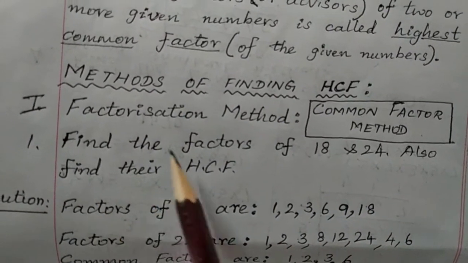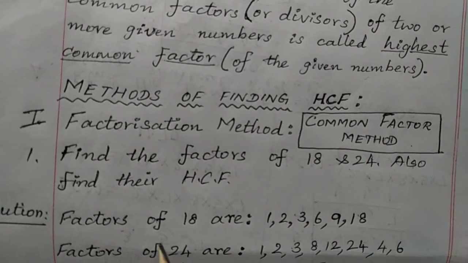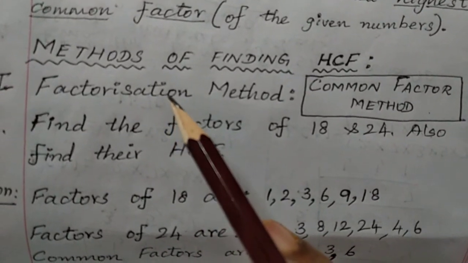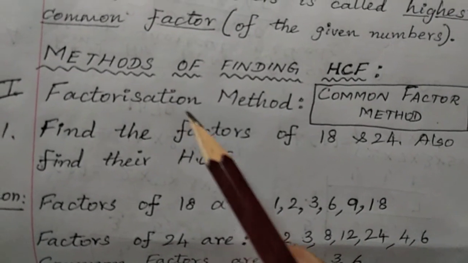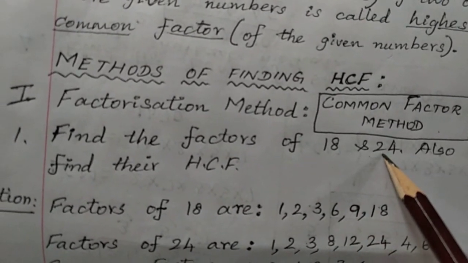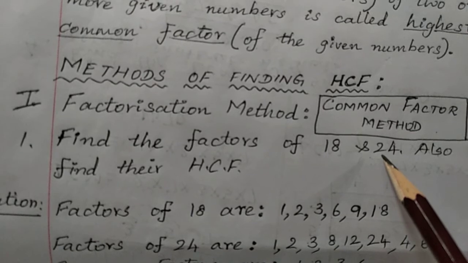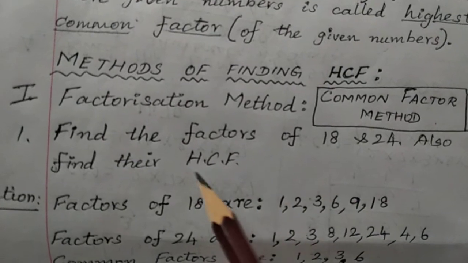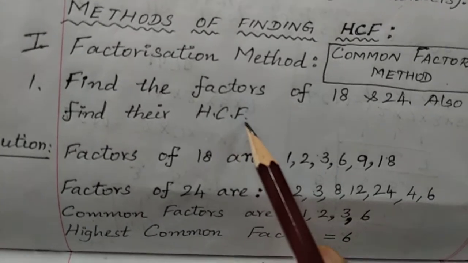Methods of finding HCF. There are many methods. Let us see the first one, the factorization method or common factor method. Factorization: the process of expressing the given number or numbers as a product of their factors is called factorization. You are given 18, which should be expressed in terms of its factors, and 24 should be expressed in terms of its factors. That process is called the factorization method. Let us see how to find the factors of two or more numbers. Find the factors of 18 and 24. Also find their highest common factor.